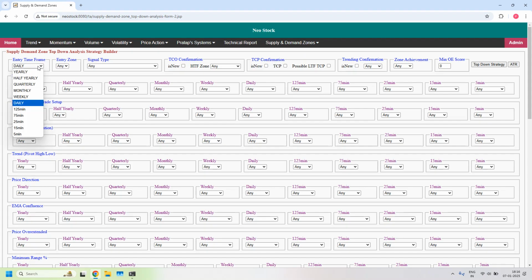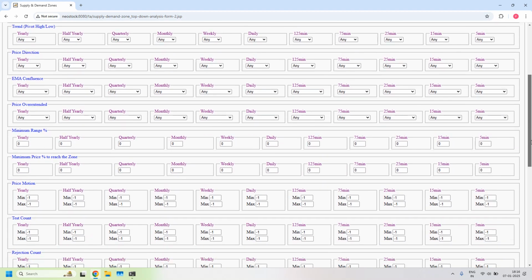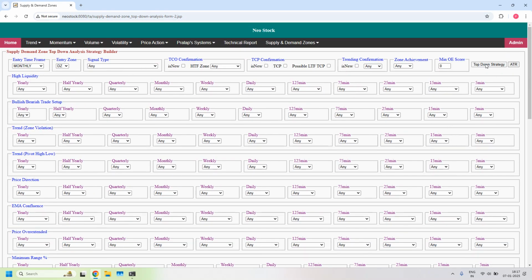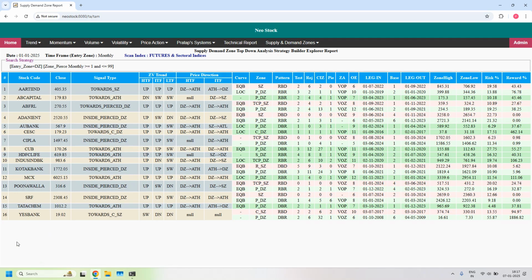Let me set the monthly time frame again. Yesterday also we got this problem. Monthly demand zones. At pierced count, monthly time frame, minimum value 1, maximum value 99. So let's filter. We got 16 stocks. These 16 monthly demand zones are pierced.